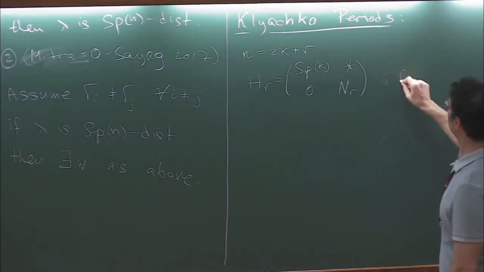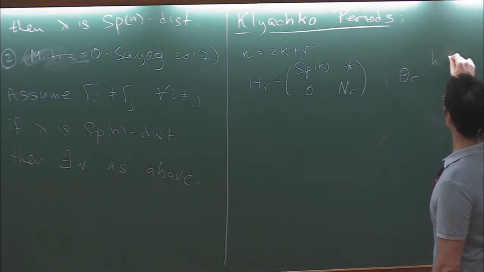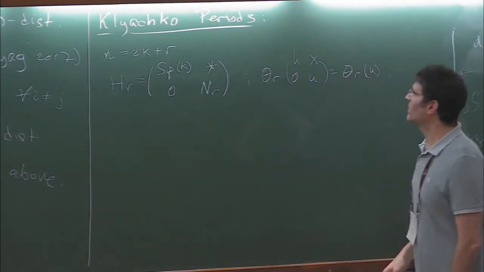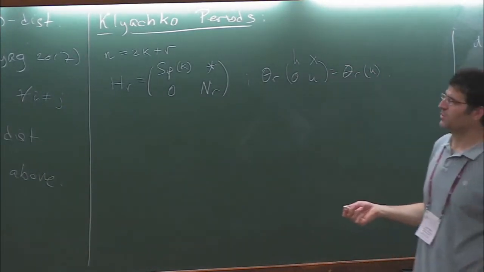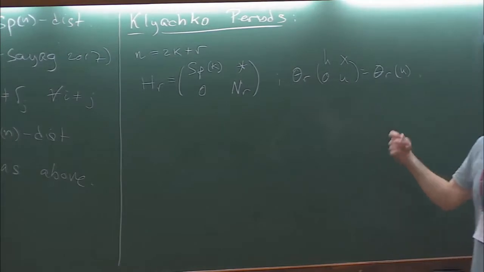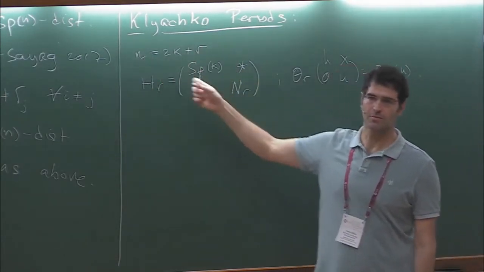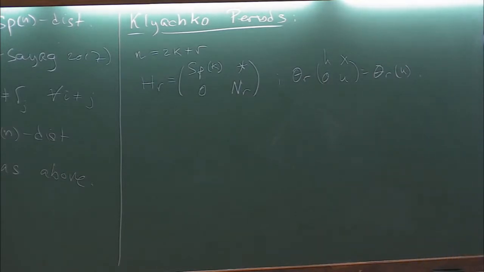So consider theta_r of h x_0 u is theta_r of u. And we want to study distinction with respect to this subgroup and this character for any r. So r has to be of the same parity as n for these subgroups. So if r equals 0, this is the symplectic case. And if r equals n, this is the Whittaker case. And this is kind of an interpolation between these two cases.